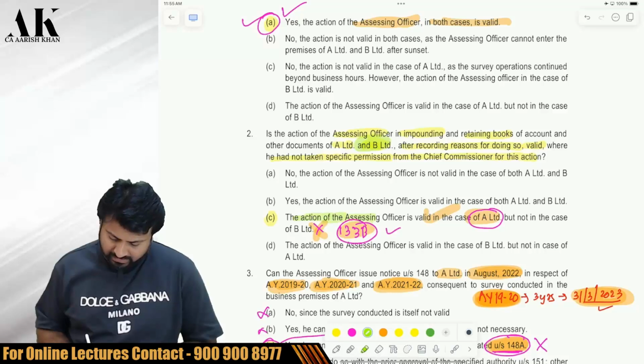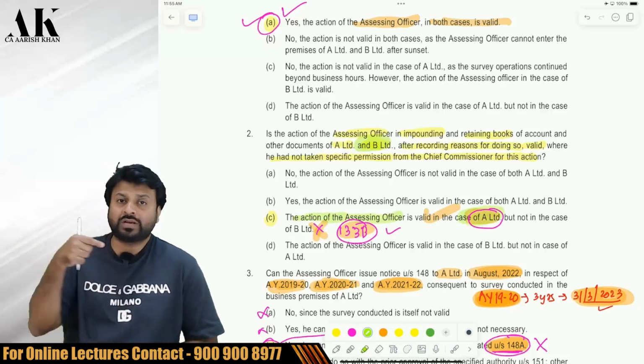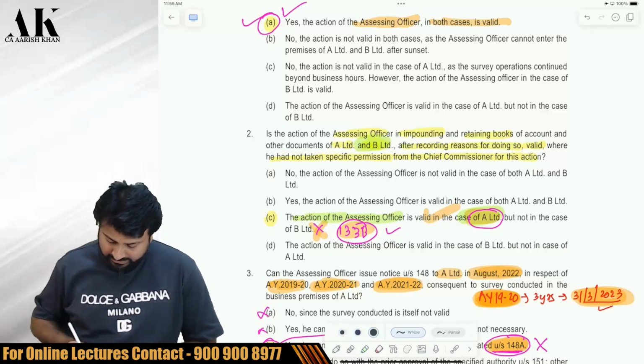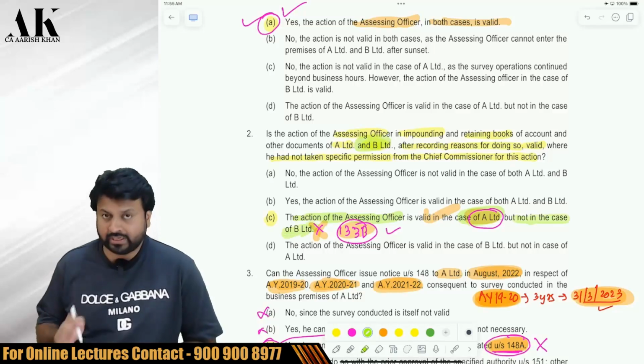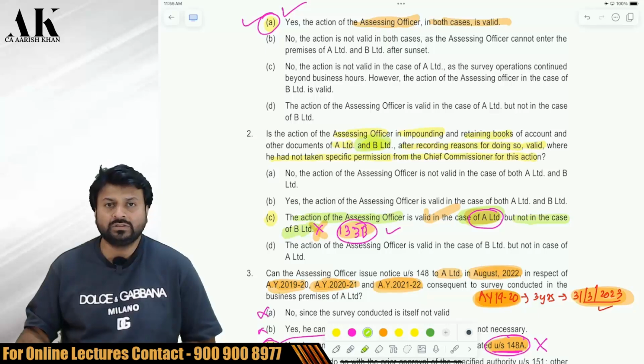Therefore, the action of the AO is valid in case of A Limited. Why? Because in survey, there is an inherent power to collect the books of accounts, to impound the books of accounts. But in case of 133B, there is no inherent power. You have to take an approval from the Chief Commissioner. Without that, you cannot impound the books.